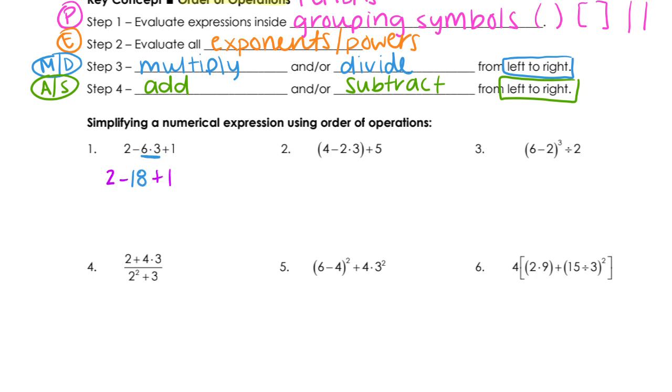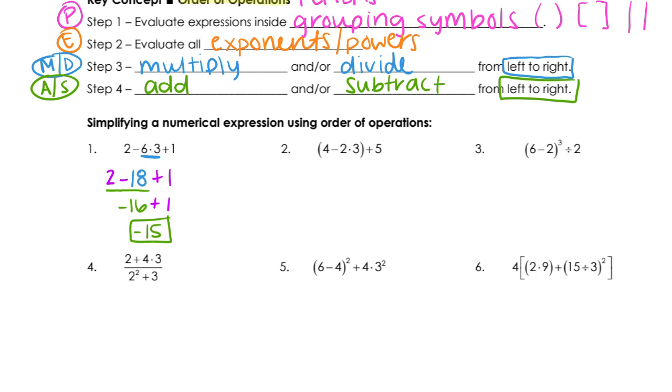Then after that, we are now onto adding and subtracting, but again, we have to go from left to right. I do see adding and I do see subtracting, but according to the rule, going from left to right, I am going to subtract first. So I have 2 minus 18 would give me a negative 16, and then I'm going to bring down that plus 1. And then my final answer, if I add negative 16 and 1, I would get negative 15.